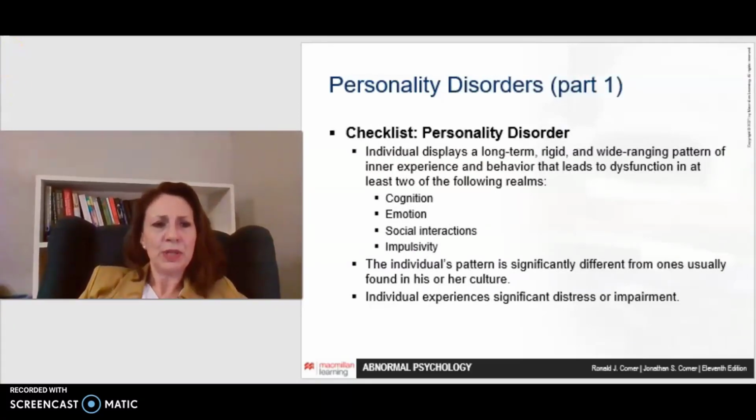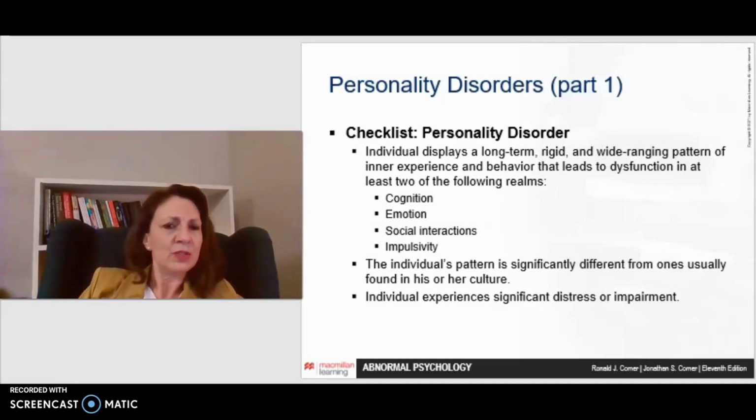So the checklist for personality disorders is where an individual displays a long-term, rigid, and wide-ranging pattern of inner experience and behavior that leads to dysfunction in at least two of the following realms: cognition, emotion, social interactions, and impulsivity. The individual's pattern is different from ones usually found in the culture of origin, and the individual experiences significant distress or impairment as part of this pattern.